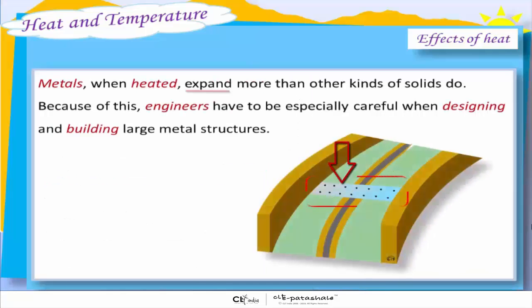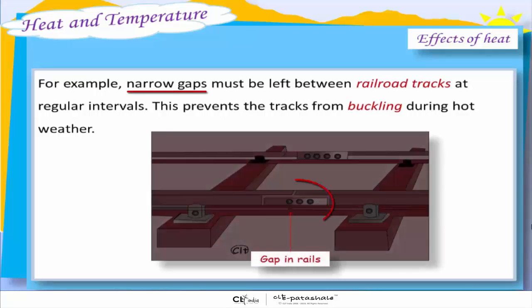Metals, when heated, expand more than other kinds of solids do. Because of this, engineers have to be especially careful when designing and building large metal structures. For example, narrow gaps must be left between railroad tracks at regular intervals. This prevents the tracks from buckling during hot weather.